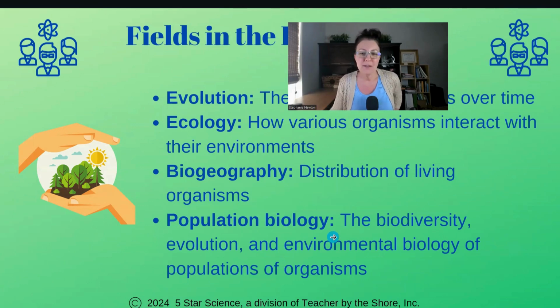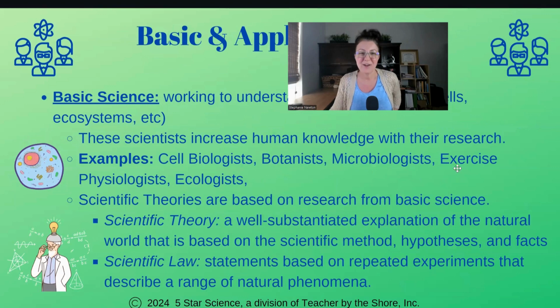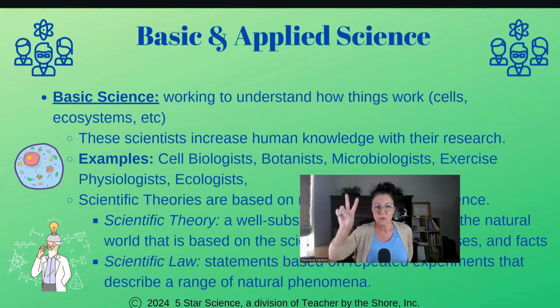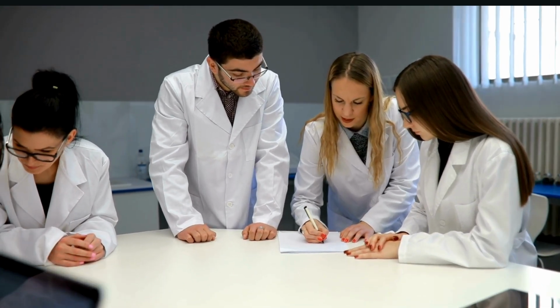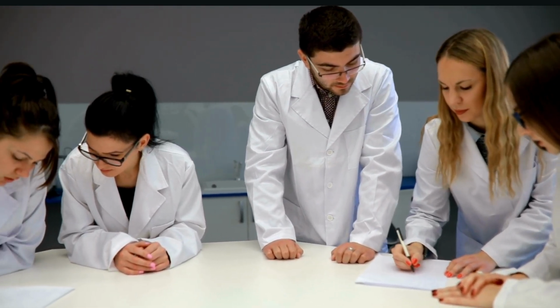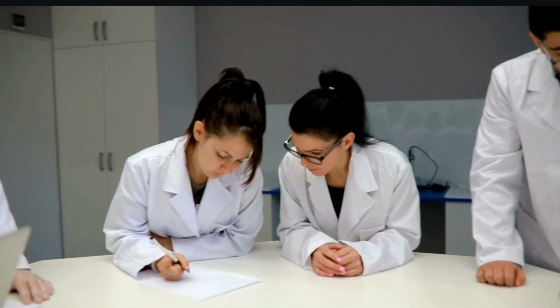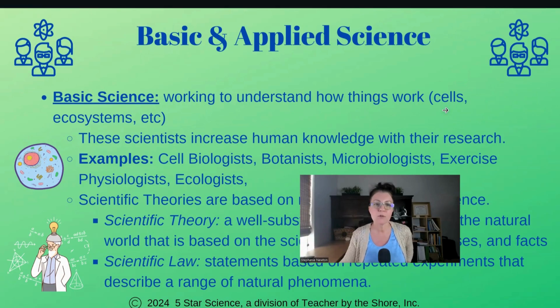All right, population biology. This is the biodiversity, evolution, and environmental biology of populations of organisms. And that is it. Okay, so let's look at the two overall groups of scientists. All right, so there is basic science. If somebody works in basic science, they're working to understand how things work. So they might be directly studying cells and just understanding how they work and publishing that research for maybe pharmaceutical companies to use or medical doctors to use.